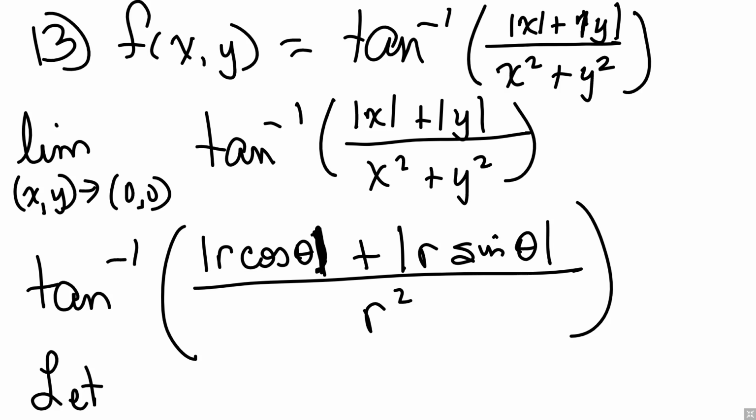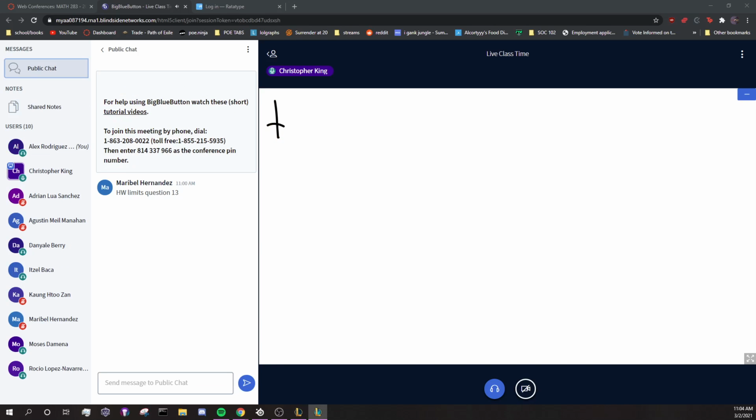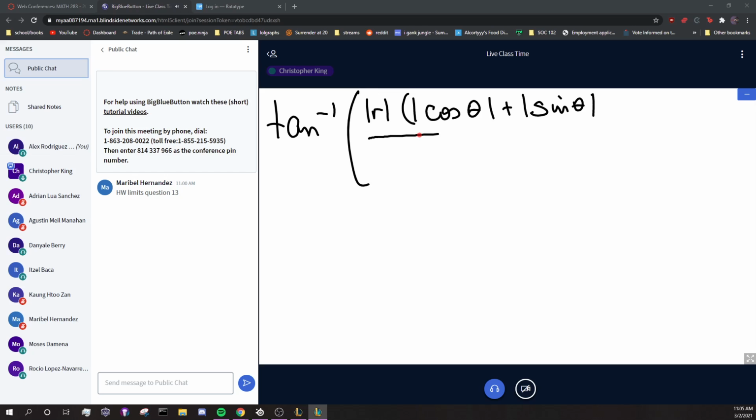So, let's do a rewrite first. This is the same thing as saying the tangent inverse of, r is in both of the terms, so I'm going to pull out the absolute value of r, and that leaves me with the absolute value of the cosine of theta plus the absolute value of sine of theta, and then this is over r squared.